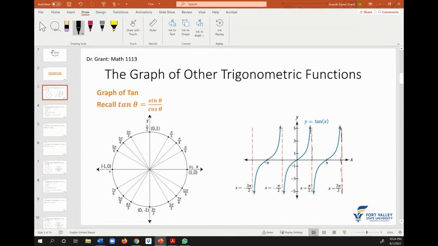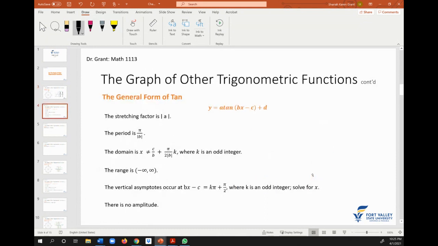So that's going to be at pi over 2 and increments of pi over 2. So that would be pi over 2, 3 pi over 2, 5 pi over 2, and so on and so forth, and also in a negative direction. So here you notice on the red lines that we have a vertical asymptote at pi over 2, and so on. Okay, but this is basically what the graph of tan looks like.